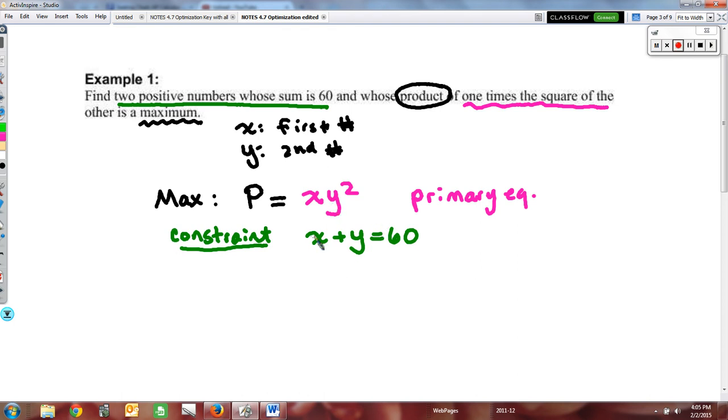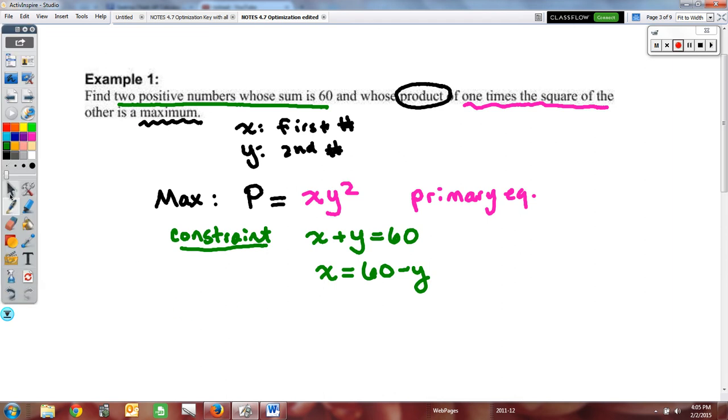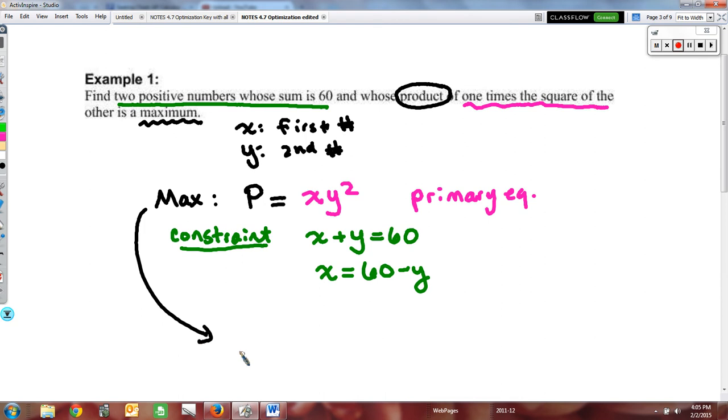If I solve for x, I get x is 60 minus y, but there's no power on the x. That one is going to be easier. So I'm going to solve this for x. Then I am going to use that constraint, okay? The whole point of the constraint is to take our primary equation and simplify it. So we're going to plug this in for x, 60 minus y times y squared.